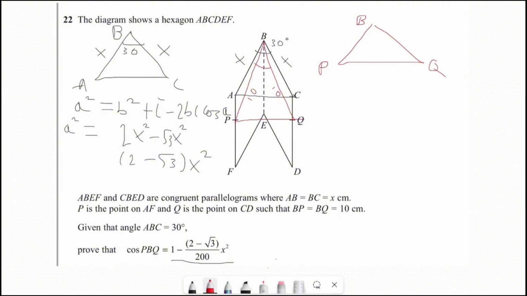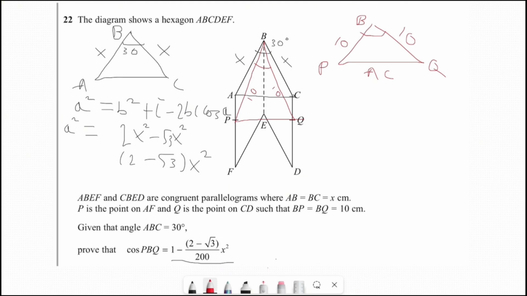So we've got P, B, and Q. We're trying to find cos PBQ, which is this angle here. And we know PB and BQ is equal to 10. We also know that side PQ is equal to side AC. Now we've found the square of AC, which is 2 minus root 3 all times x squared. So we will come back to that. But let's just quickly write AC just so we know.